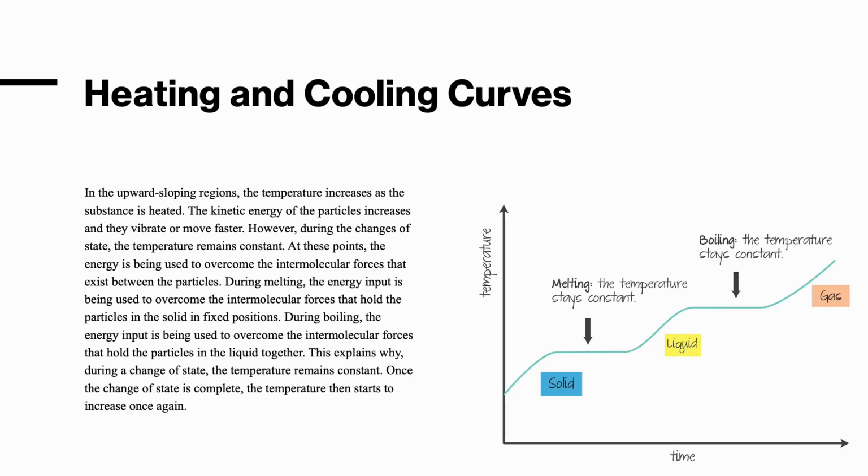Okay, so now we're going to look at heating and cooling curves. On the right, there is an example of a heating curve. Over time, the temperature is increasing. In the upward sloping regions, that is at the start of the solid, at the start of the liquid, and at the start of the gas, the temperature increases as the substance is heated.